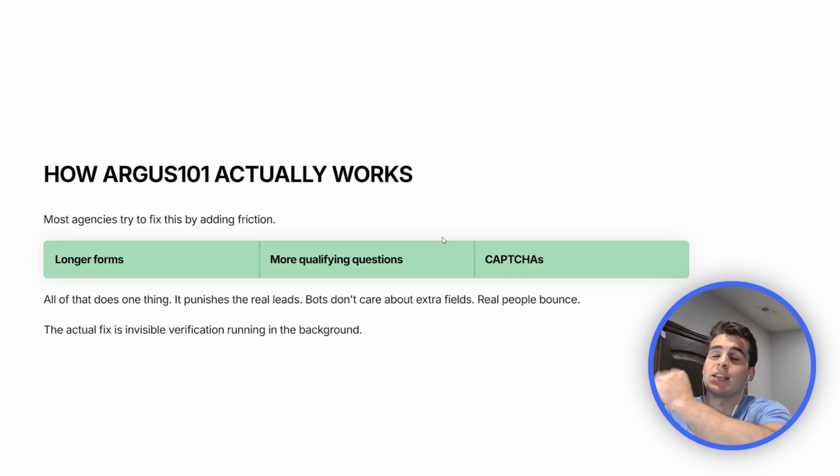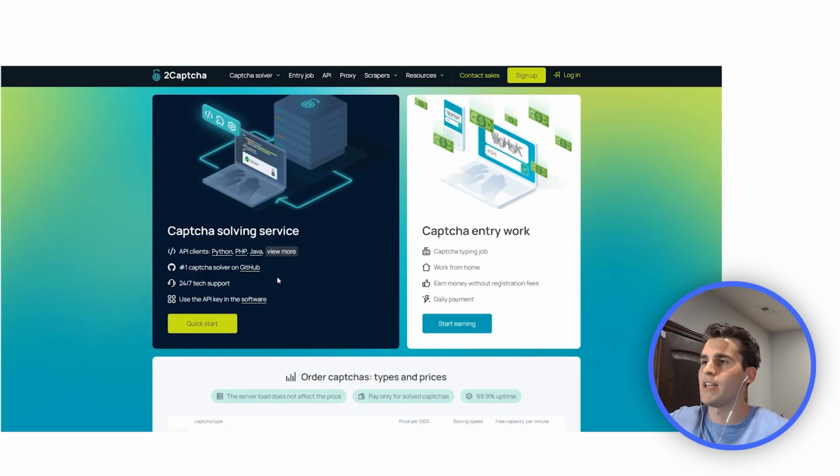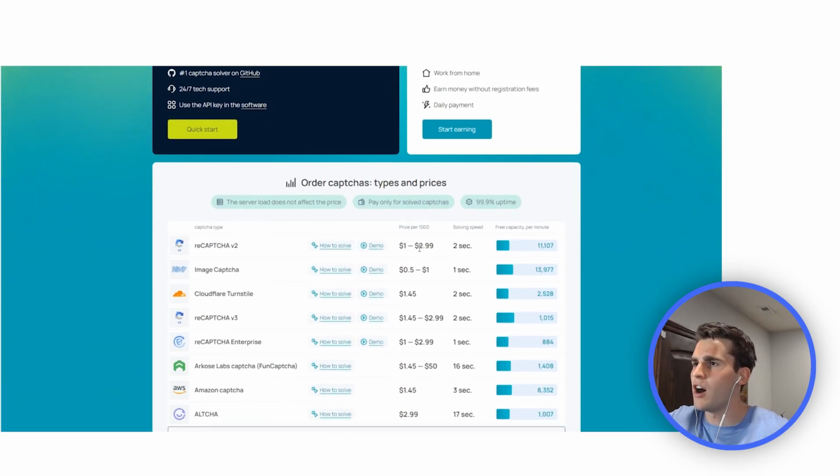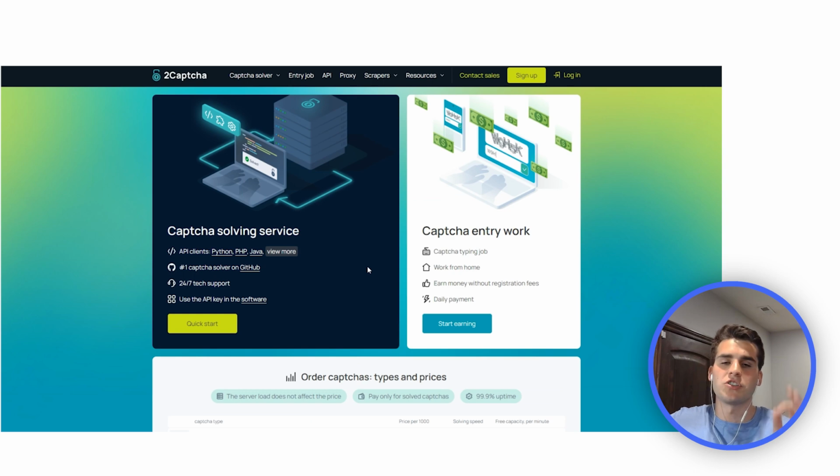And then lastly, CAPTCHAs, which, CAPTCHAs suck. I'm going to be so honest. If you just go to, let's just do it right now. This can solve a CAPTCHA for $1 to $2.99, and they can do, I think, 1,000 CAPTCHAs for $1 or something like that. It is stupidly easy to beat a CAPTCHA if someone really wants to. So CAPTCHAs, they don't fix your problem at all.